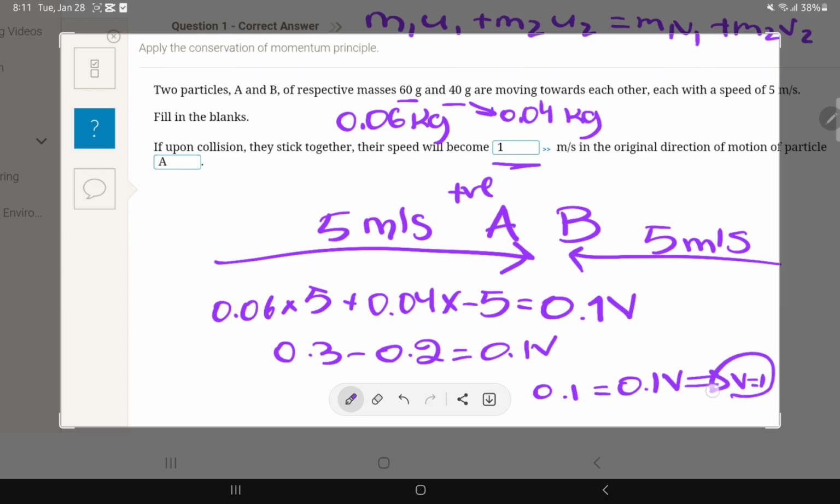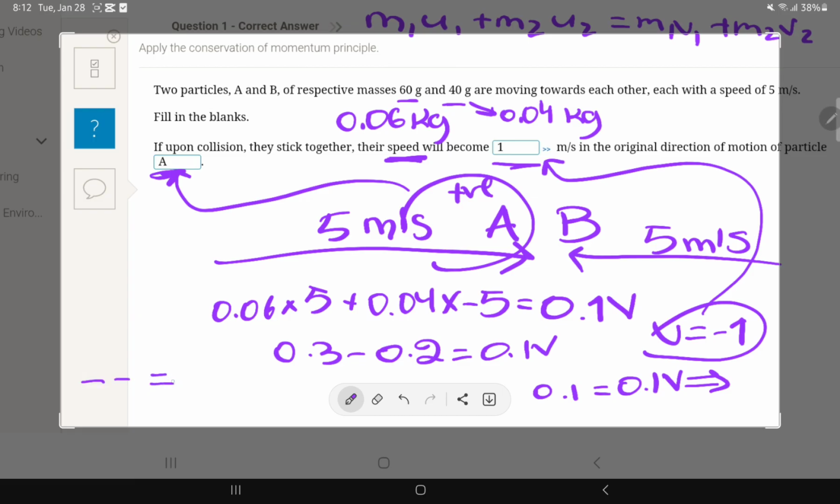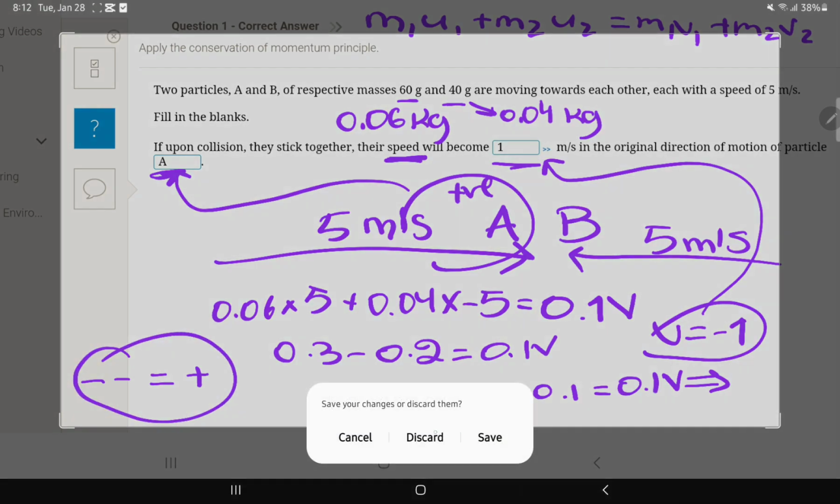Okay, and since the answer is positive and we chose A to be positive, it will be moving in the direction of A. Now what if we chose A to be negative and B to be positive, the opposite way? We will get velocity is equal to a negative number, but either way we will still submit a positive number because they asked for speed, not velocity but speed. And the answer will also be A because technically it's moving in the opposite of the negative direction. And in math we learned that negative is same as positive, so you can interpret it in this way, if that makes it easier for you to understand.